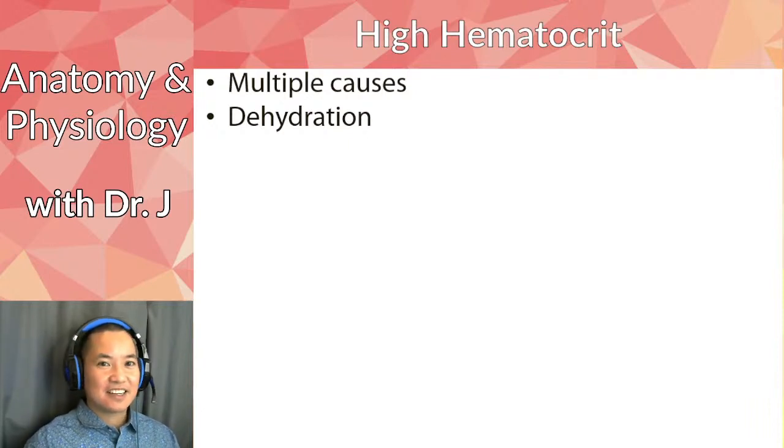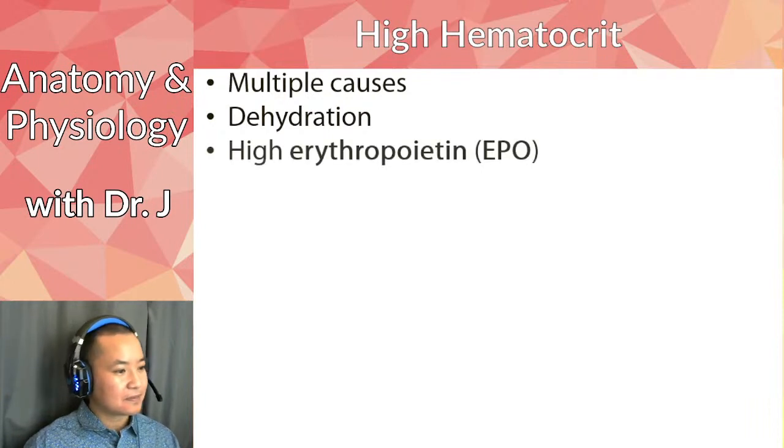So you can have a slightly higher hematocrit if you're dehydrated. Why? Because again, things are getting more concentrated overall in your blood. Also high EPO, due to high elevations or doping or something that triggers high EPO production. That can also cause high hematocrit, like that cyclist that had a 60% hematocrit.